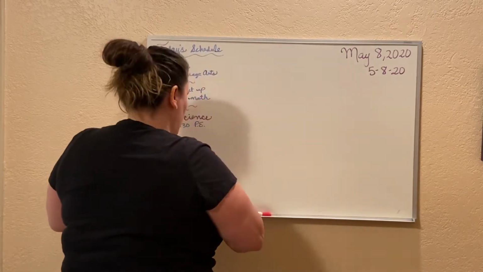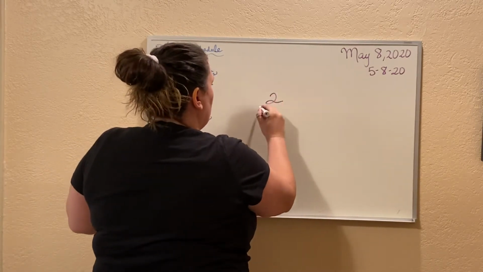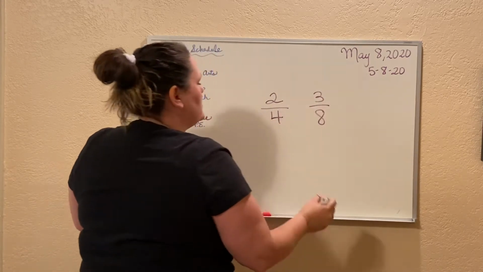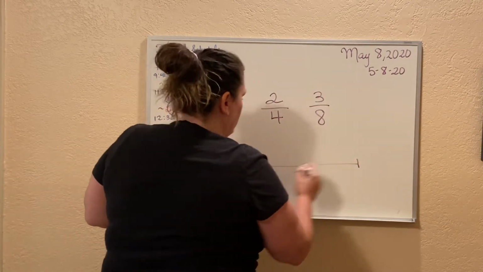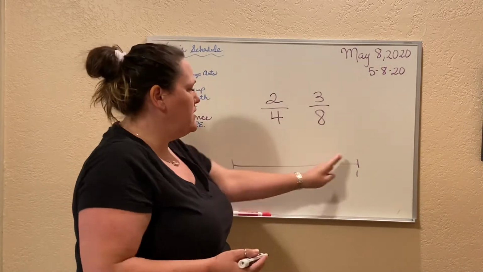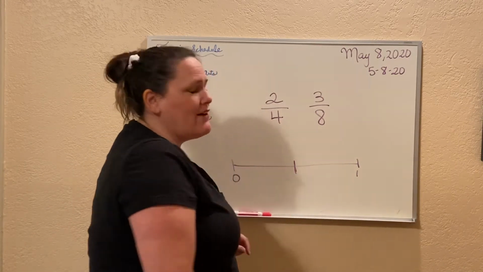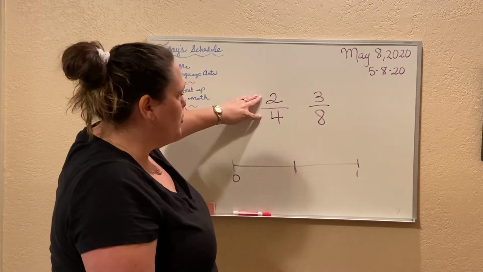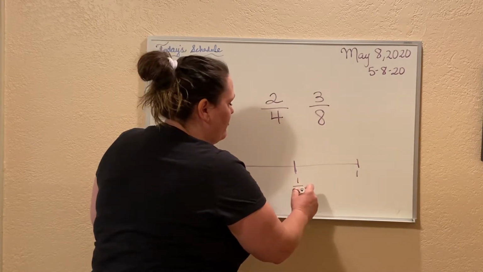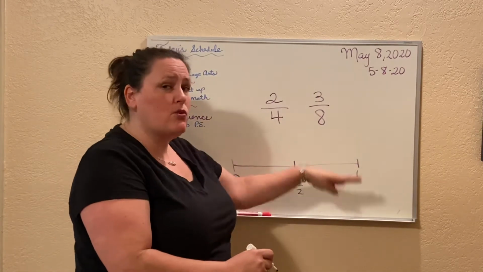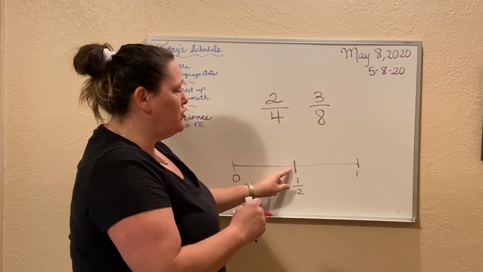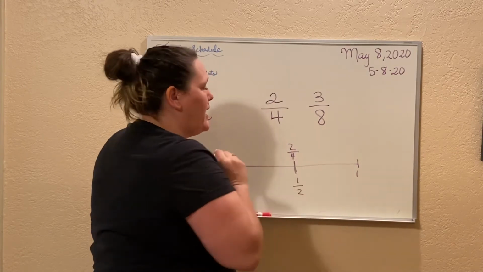Another way that we have been comparing fractions, I'll go back to that same one, 2/4 and 3/8, we put it on a bar of 0 and 1. And we say, if we take this bar, and this is the halfway point, where would 2/4 land on this? Is it going to be half, less than half, or more than half? Well, 2/4, 2 is half of 4, so we know that 2/4 is going to land right here at half.